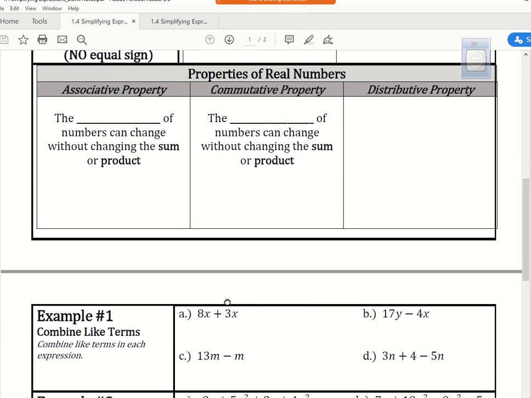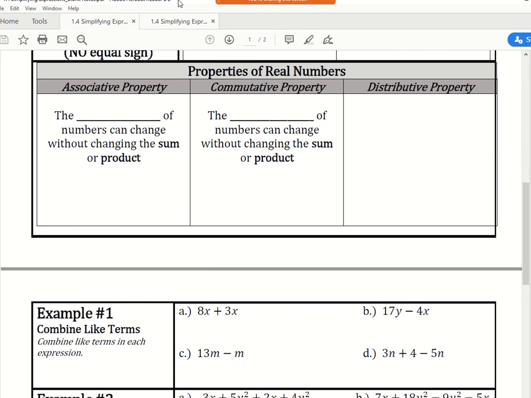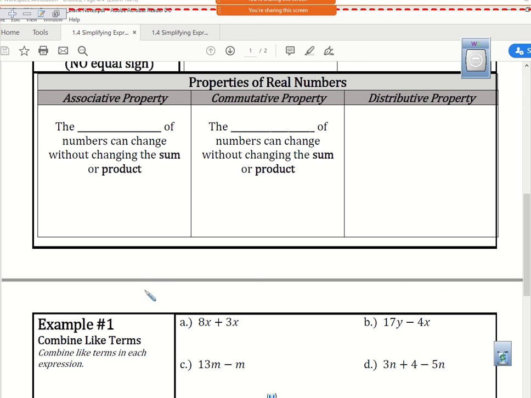All right, so going back over properties of real numbers, like we did last week, I think. Associative property is the grouping of numbers can change without changing the sum or the product. So associative property, I'm actually going to put parentheses around this. You guys should always be thinking parentheses. When your parentheses move, that's associative property.